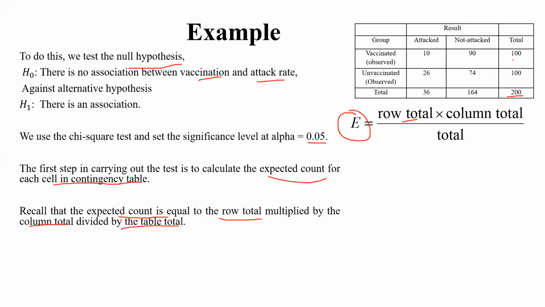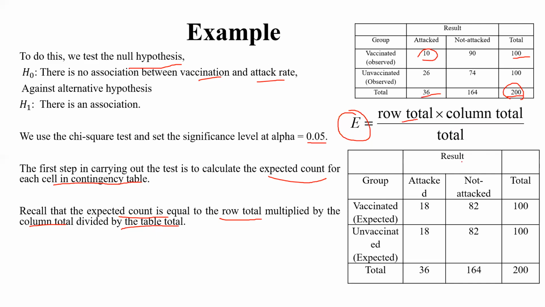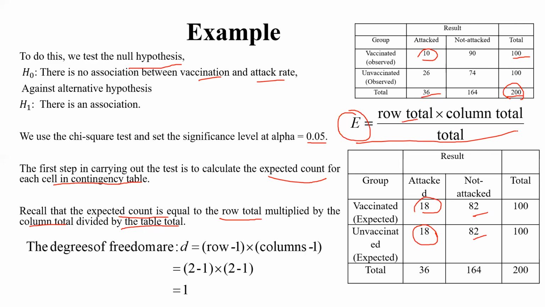We can calculate the expected value with the help of this example. This is the row total, multiplied by the column total and divided by the total marginal. Then we can find this value, and in place of this, we can find the expected value. So this is the expected value column. We'll get expected 18, expected 18 and 82 and 82 with the help of this formula. So we need to understand row total multiplied by column total divided by marginal total.